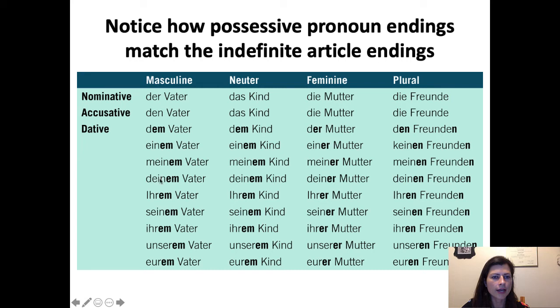So with mein and dein and sein, those all rhyme with the word ein, mein, dein, sein. They all rhyme, so you can see it's very clear that they're taking the same ending.